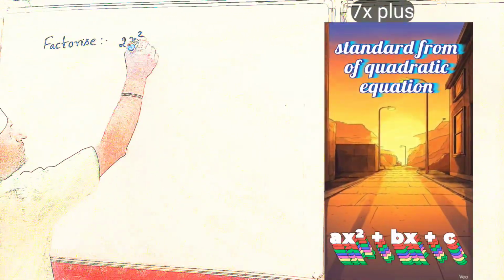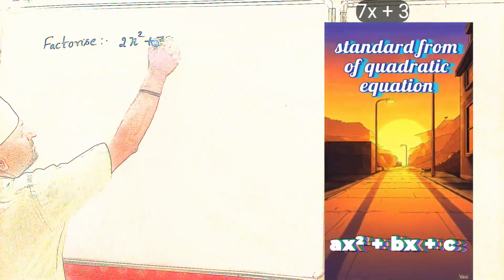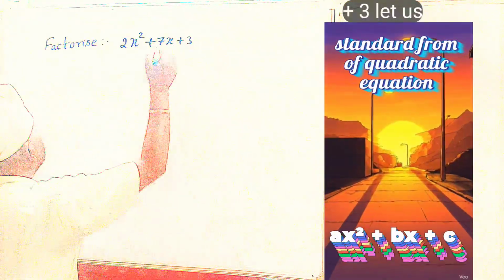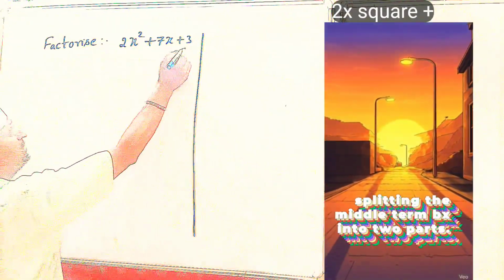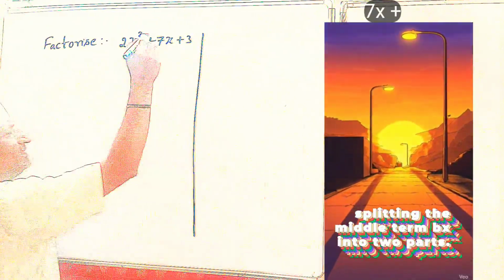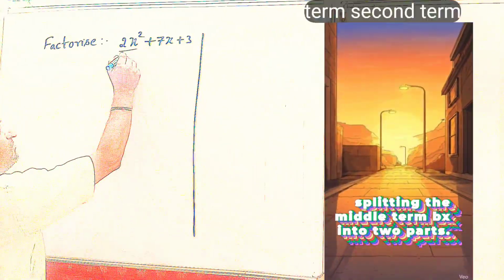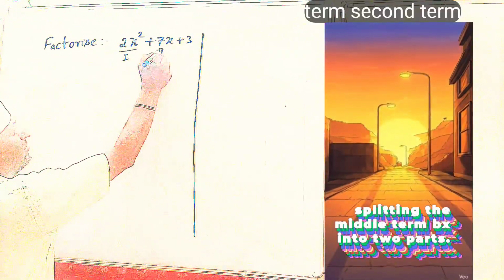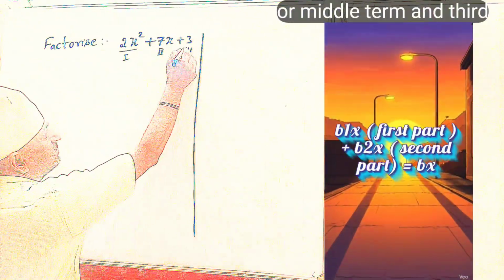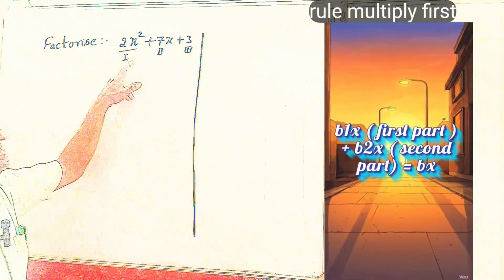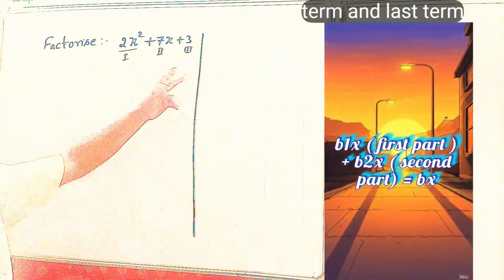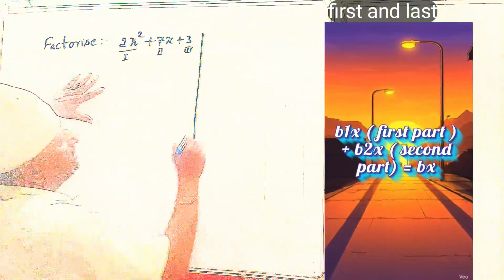2x² plus 7x plus 3. Next, factorize 2x² plus 7x plus 3. First term, second or middle term, and third term. According to the rule, multiply the first term and the last term.